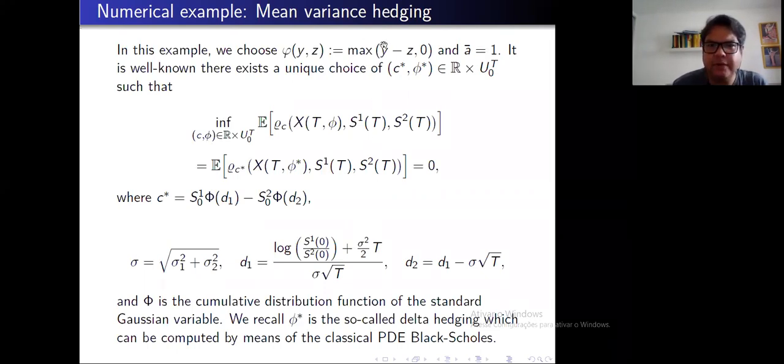Because it's not really a European call option, it's Y minus Z. European, but I don't know the name. Okay, but the message here is that C star is the closed form solution for this problem. So phi star is the delta hedging, right? You compute the PDE. So this is the Markovian problem.